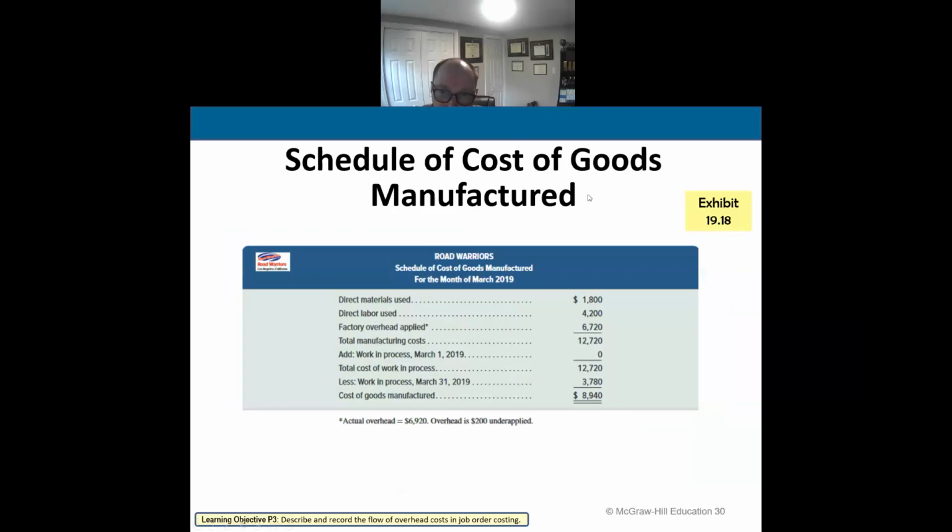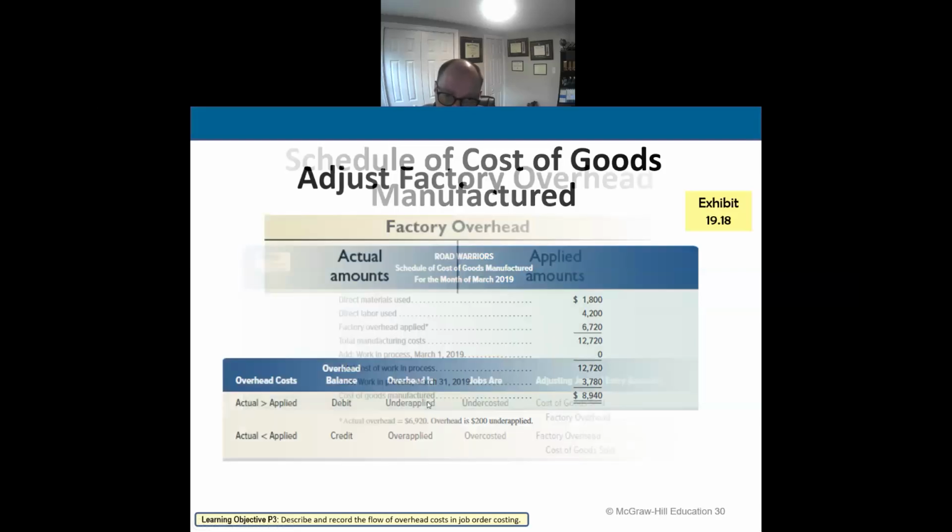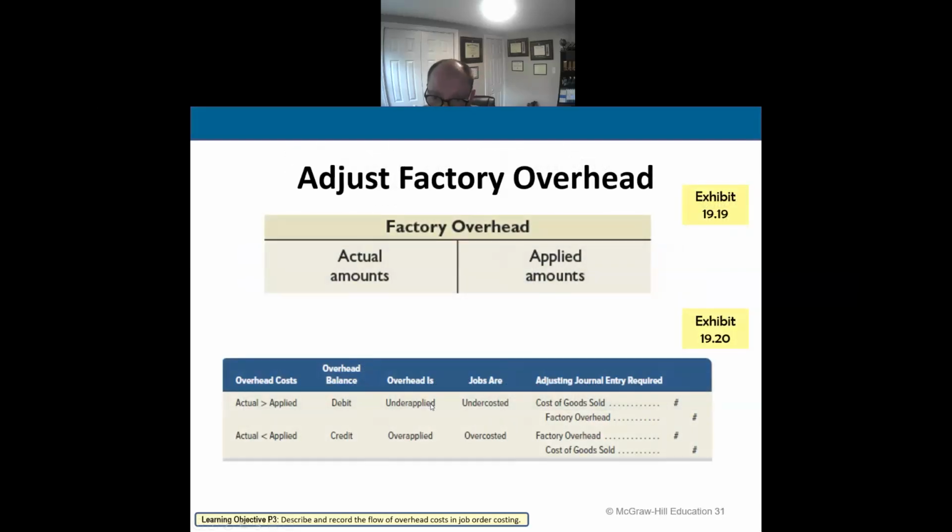And this is a schedule of cost of goods manufactured: direct materials used plus direct labor used plus factory overhead applied equals total manufacturing costs, plus beginning balance equals total cost of work in process, minus the ending balance equals cost of goods manufactured. And we can determine whether it's overapplied or underapplied based off of the estimates and the actual performance.